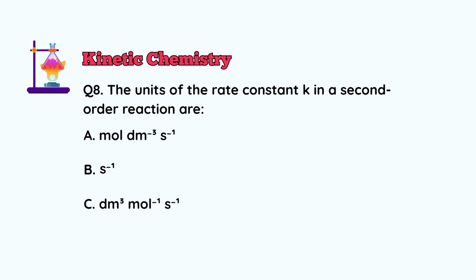Question 8. The units of the rate constant K in a second-order reaction are A, moles per cubic decimeter per second, B, per second, or C, cubic decimeter per mole per second? The answer is C, cubic decimeter per mole per second.